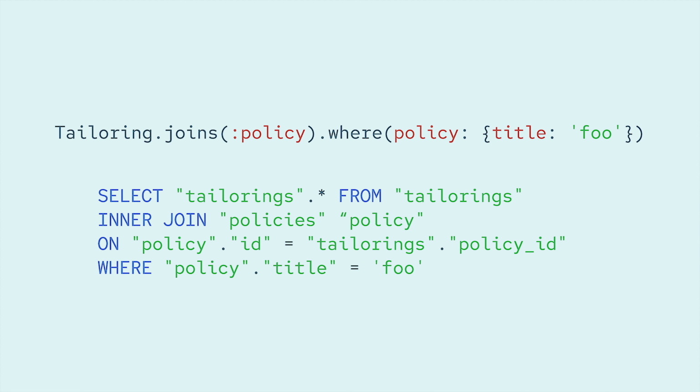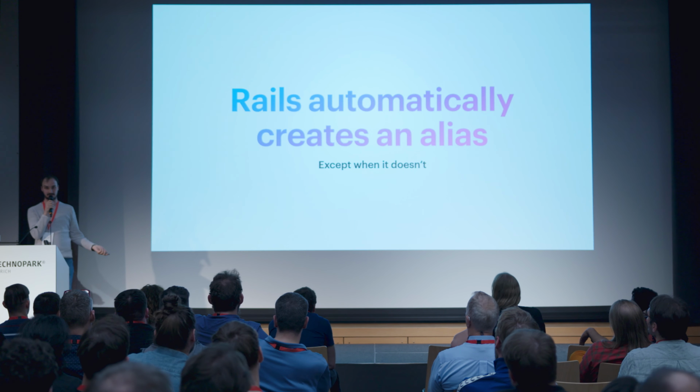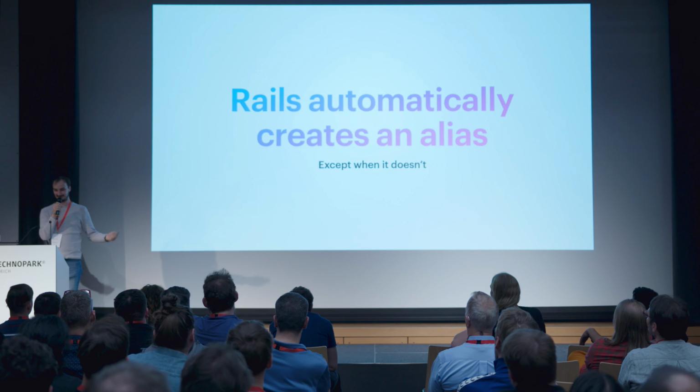But there is a catch. If you look at it closer, it's semantically changed to policies, from policies to policy. Basically, Rails automatically creates an alias for you, except when it doesn't, because in the first example, it didn't.